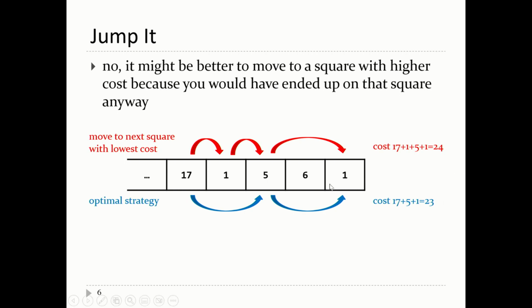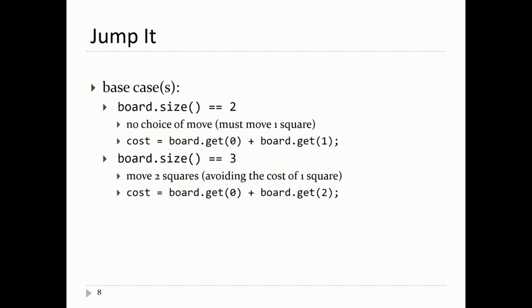If your board size is 4, this is where you might have to make a decision. Maybe I move to the first square, maybe I move to the second square, but I don't know which one to move to. So your base cases in this case are if the board size is 2, so you have no choice of your move. You have to move to that last square. Or your board size is 3, in which case I'm always going to move 2 squares because I'm going to avoid the middle square. And in both of those cases, it's trivial to evaluate the cost.